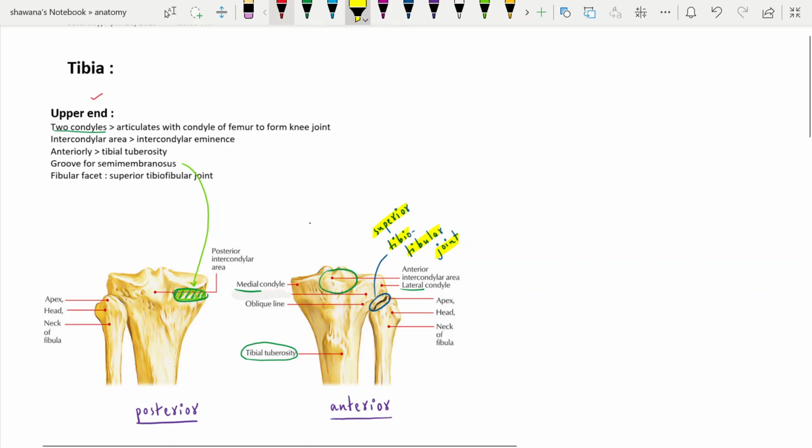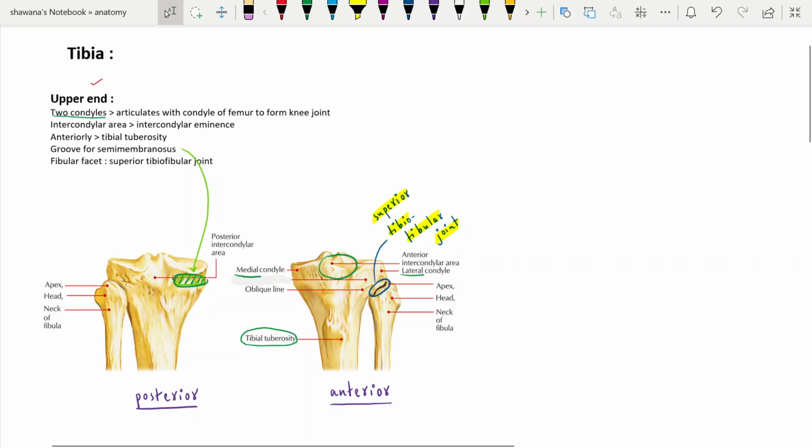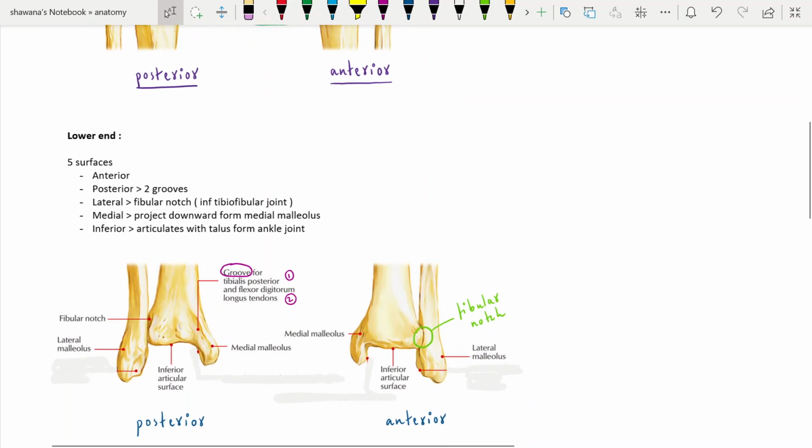So let's revise it. The upper end has two condyles, medial and lateral, which articulate with the femur to form the knee joint. Anteriorly, it has the intercondylar area and the tibial tuberosity slightly downwards. On the posterior aspect, it has the semimembranosus muscle groove and the fibular facet for the articulation of the fibula, forming the superior tibiofibular joint. The upper end has been discussed.